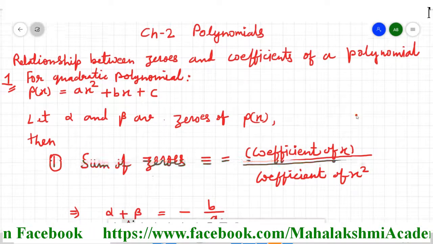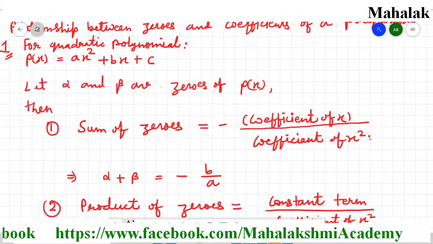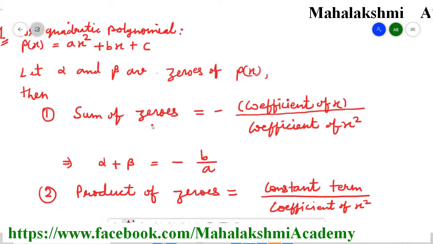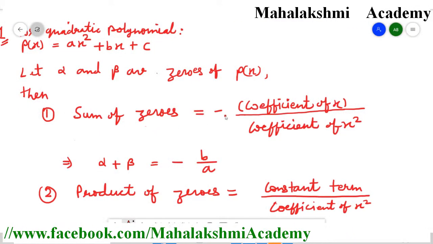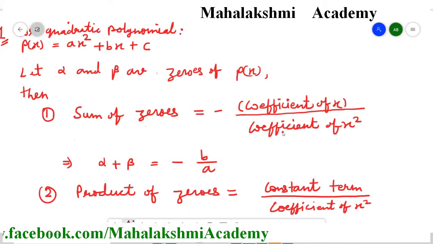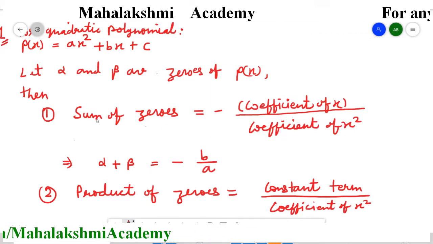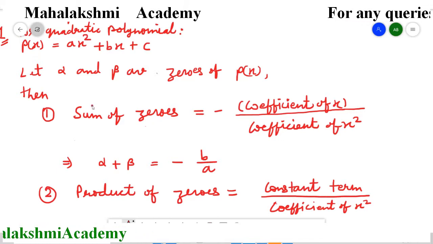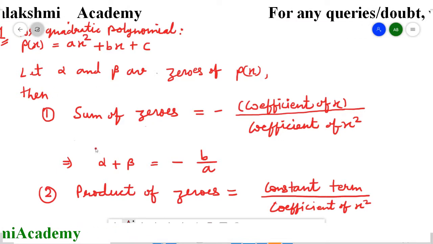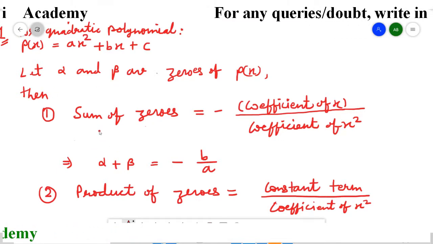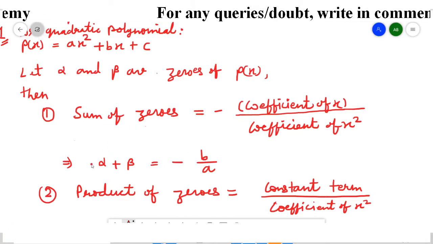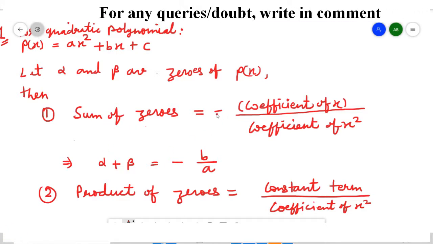Now there are two relationships. The first one is: sum of zeros is equal to minus coefficient of x upon coefficient of x squared. Sum means we have to add the zeros. What are the zeros? Alpha and beta. So alpha plus beta is the meaning of sum of zeros, with the minus sign as it is.